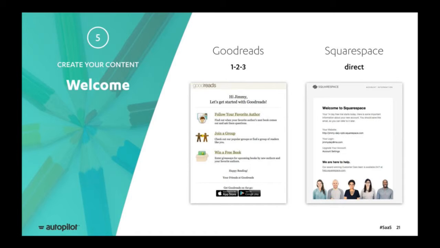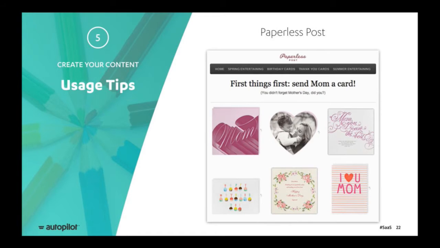And they're also bringing across their human-centric values at Squarespace with the real photos of their employees and staff. Usage tips. Here's a great one. Paperless Post. They target new users who have not yet taken their first action. And in this case, it's about send your mom a card, right?